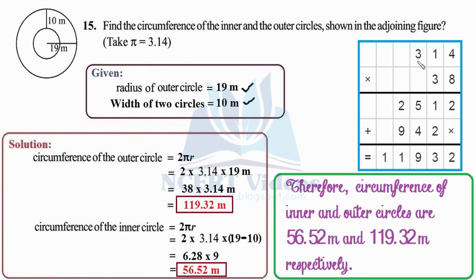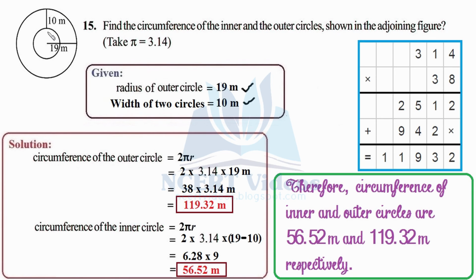Forget decimals. First of all, write the values. 314 into 38: 8 times 4 is 32, 3 carry; 8 into 1 is 8, plus 3 is 11, 1 as carry; 8 times 3 is 24, plus 1 is 25. Now multiplication: 3 times 4 is 12, 1 carry; 3 into 1 is 3, plus 1 is 4; 3 times 3 is 9. Add it up: 2, 3, 9, 11, 1. Now write it down and count the digits: 1, 2. So 119.32 meter is the circumference of this bigger circle.